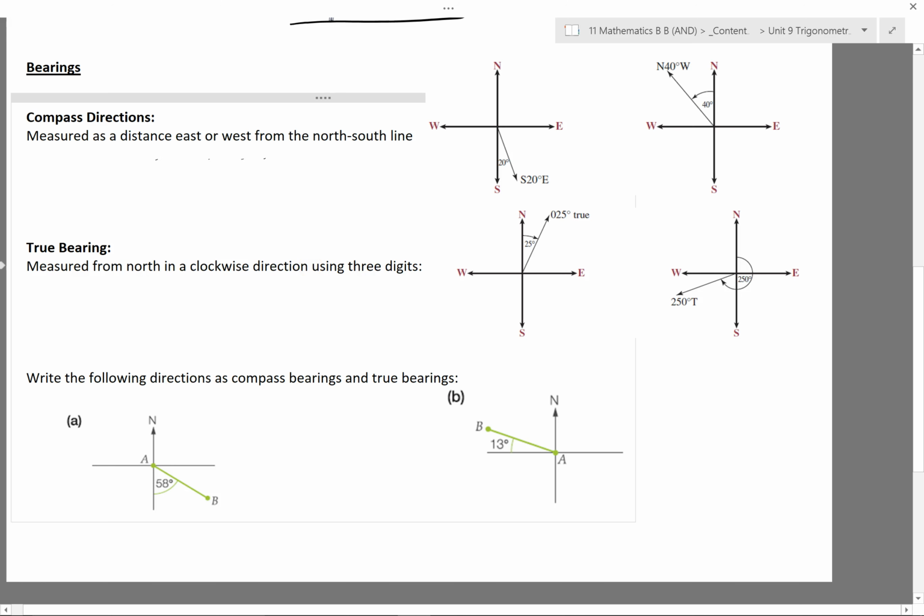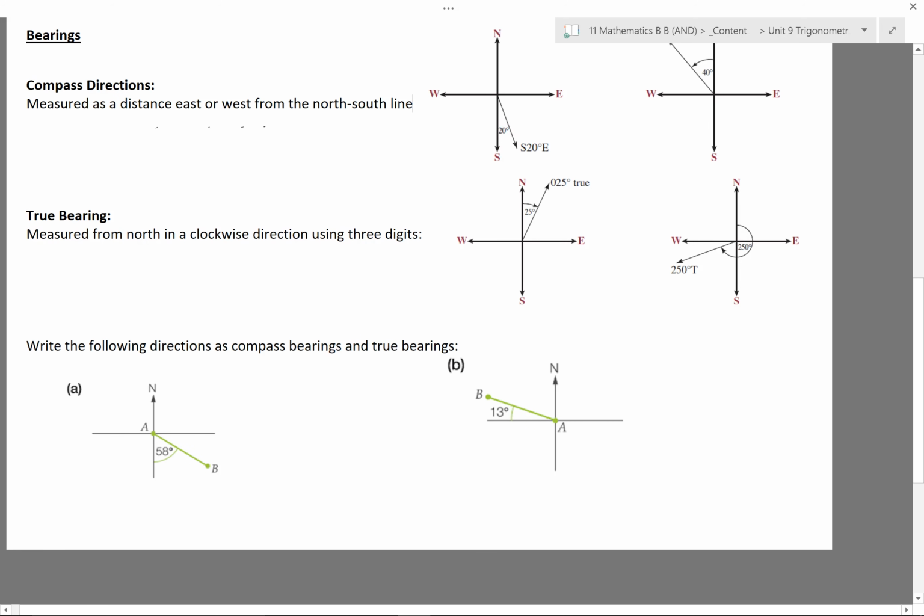So just a little bit on how we can describe direction as well. We've got 2 different ways. Compass directions is one. I always start from either north or south, and it's measuring how far either east or west I need to go. So this angle, it's in the bottom half, so it's south, and we need to go 20 degrees east. Similarly here, from the north line, we need to go 40 degrees west. I would never write this angle as east 70 degrees south. It's never that.